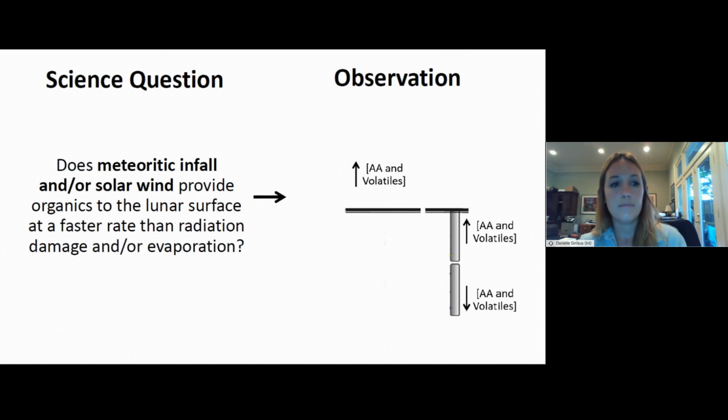So in the case that the delivery of organics through meteorite impacts and solar wind implantation occurs at a faster rate than the destruction or loss of these molecules through radiation damage or evaporation, we would expect to see the highest abundances of amino acids and the volatile precursors in exposed areas and at the lunar surface, and then a decrease in abundance with increasing depth. Next slide.